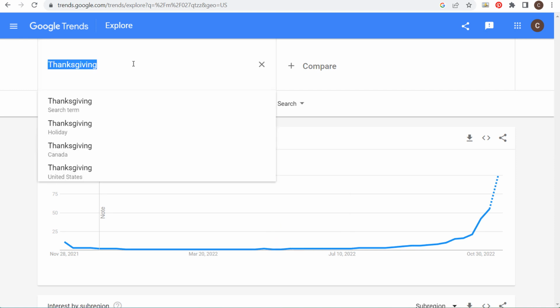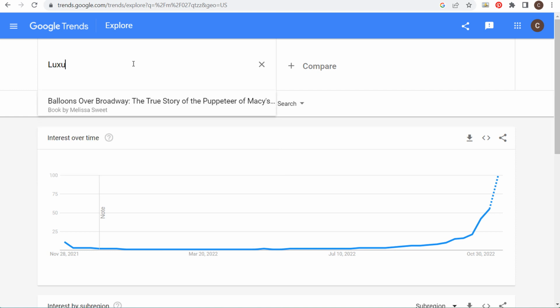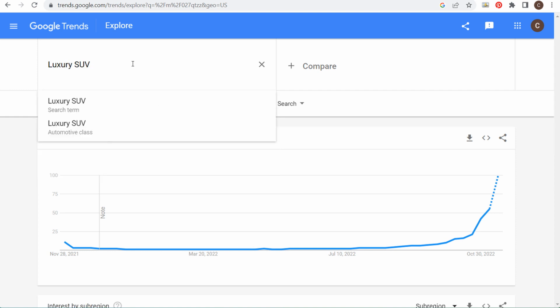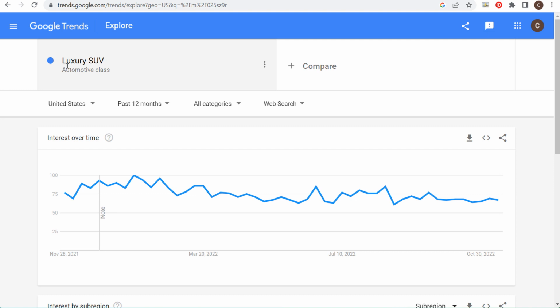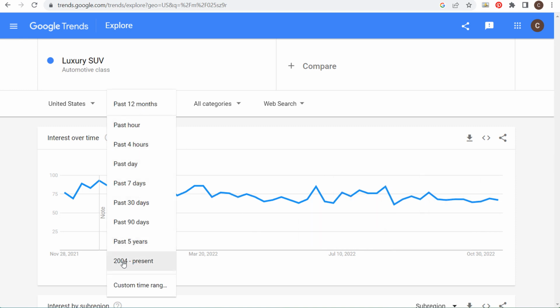So let's just say, for example, I'm working with a company that has luxury cars, luxury SUVs. So I want to come into Google Trends. I want to see what is trending around luxury SUVs, and we're going to use the topic here. You could use the search term as well, but let's use the luxury SUV automotive class. We're looking at interest over time. So you can see interest has actually gone down slightly throughout the past 12 months. If we're looking, you can come here and look from 2004 to present. You could look at the past 7 days.